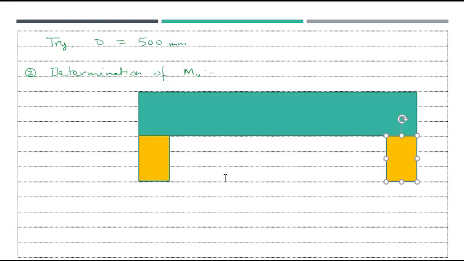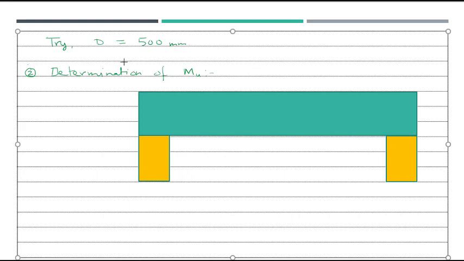Now in the next step, after computing the trial dimension, let us determine the ultimate moment for which the beam has to be designed. Determination of ultimate moment. So how are you going to determine ultimate moment? Let us see the beam which we have. Here you can see you have a 6-meter span beam which is supported on a 230 mm thick wall.